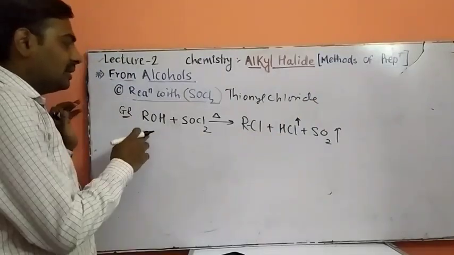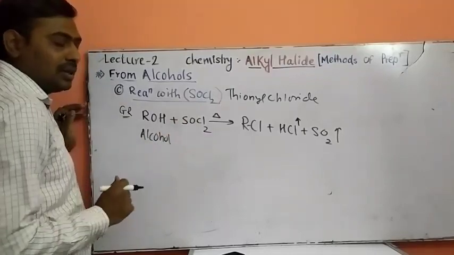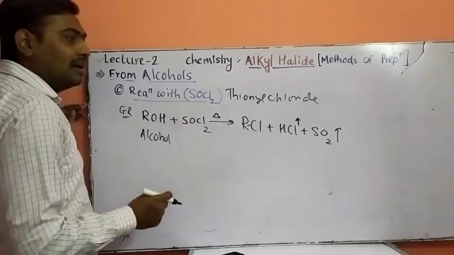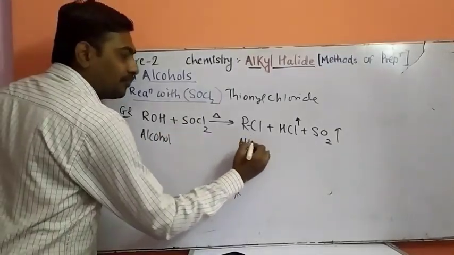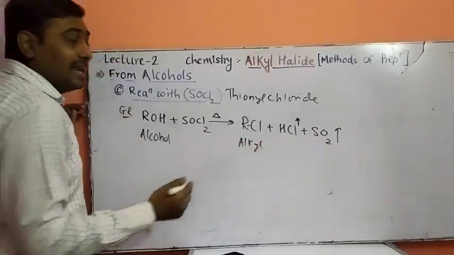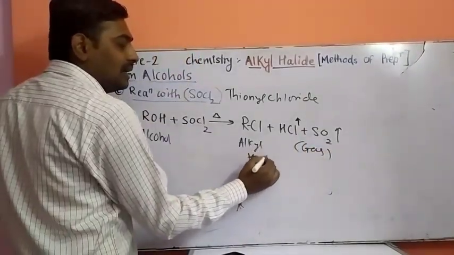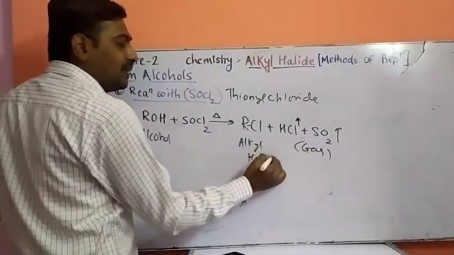See the general reaction. When alcohols are reacted with thionyl chloride, it gives alkyl halide as a main product, and sulfur dioxide and HCl are obtained in gaseous form. Alkyl halide is the main product in this reaction.